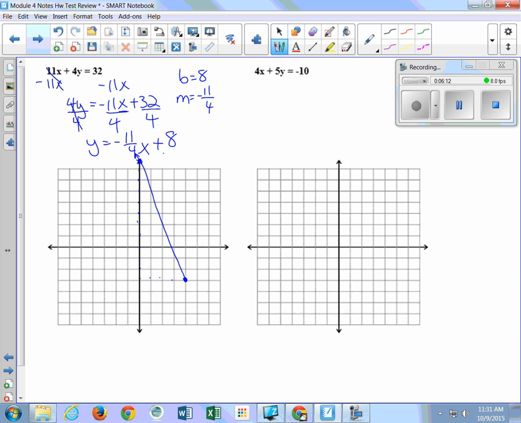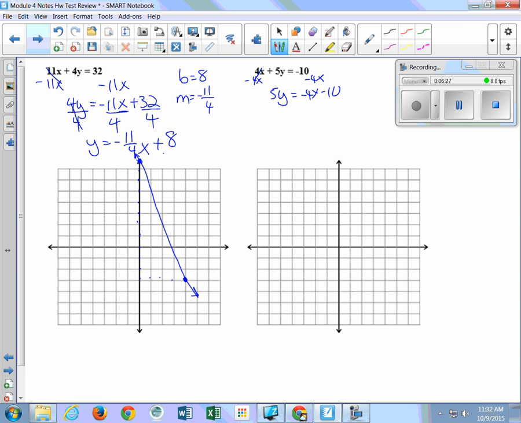Now I have my line. No, it's not straight. It's okay. All right. Next one. Subtract by 4x on both sides. Left with 5y equals negative 4x minus 10.